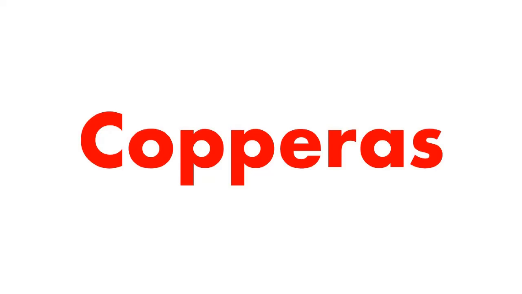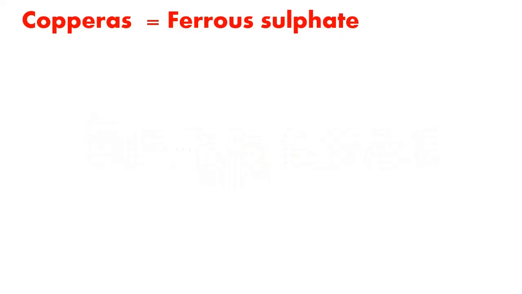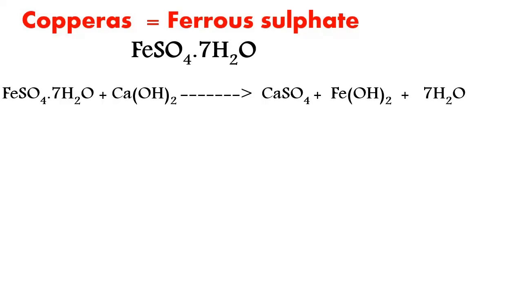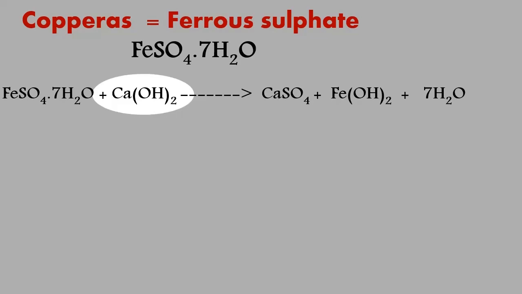Next, the second chemical coagulant is copperas. Copperas means ferrous sulfate. The chemical formula is FeSO4·7H2O. Okay, now the reaction is like this. Copperas reacts with hydrated lime, Ca(OH)2, and it produces calcium sulfate, then ferrous hydroxide, and 7H2O. Okay, now this is one reaction. If the water has Ca(OH)2 inside, then this reaction will happen.